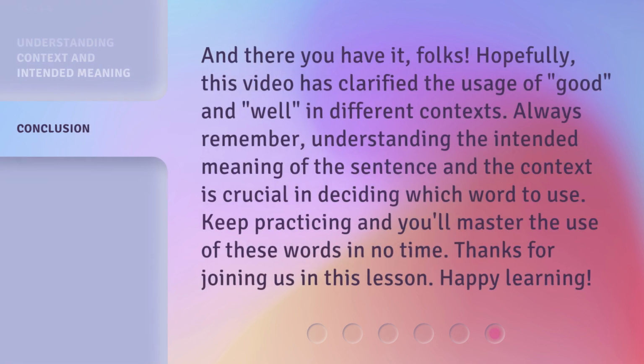And there you have it, folks. Hopefully, this video has clarified the usage of good and well in different contexts. Always remember, understanding the intended meaning of the sentence and the context is crucial in deciding which word to use. Keep practicing and you'll master the use of these words in no time.